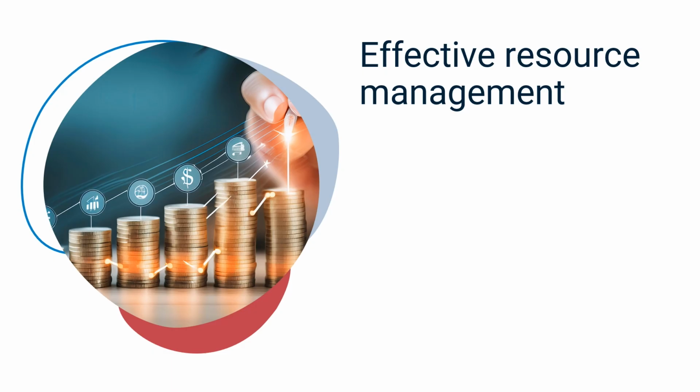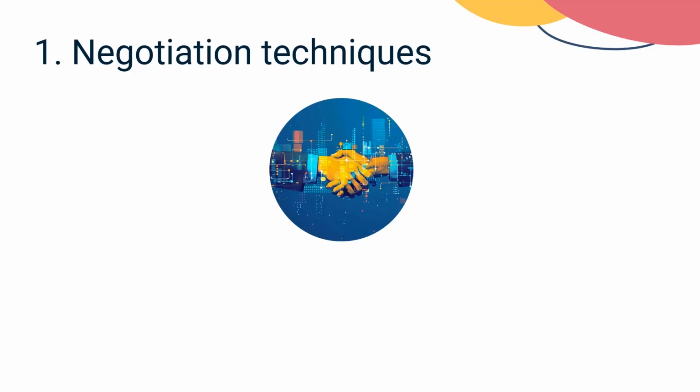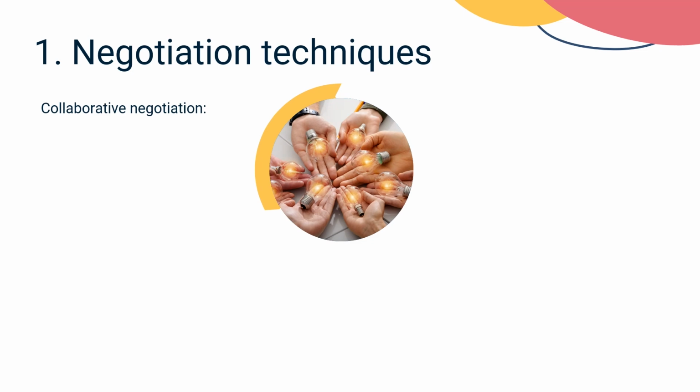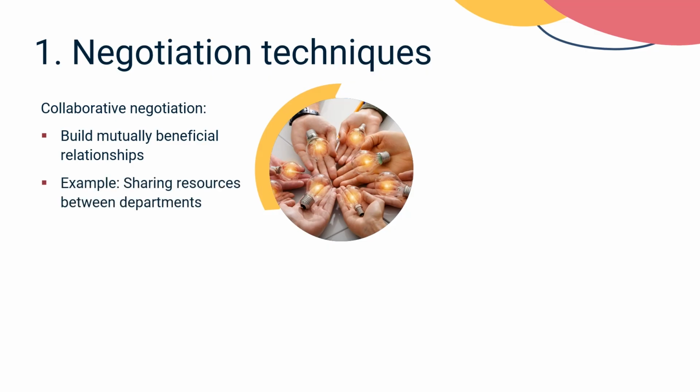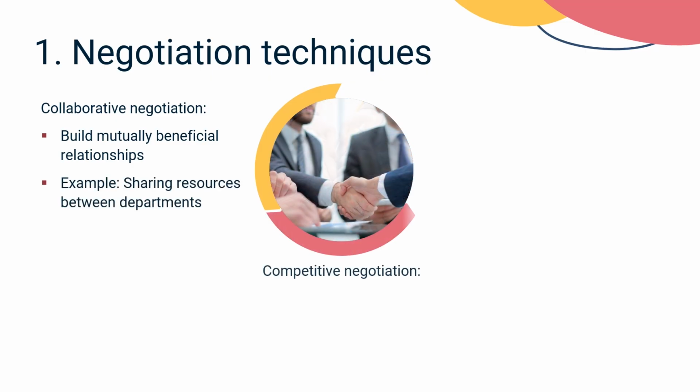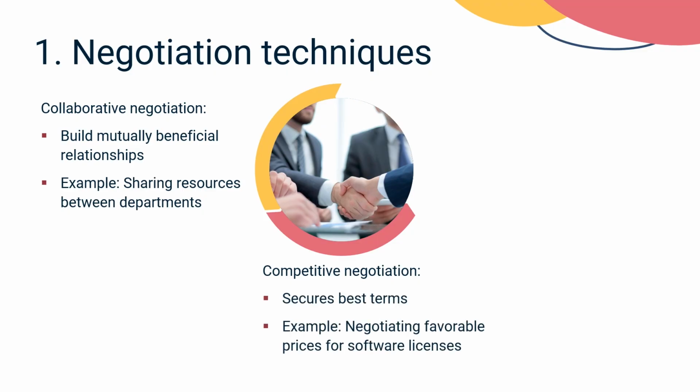A program manager uses various strategies to secure the resources needed to effectively achieve a program's goals and objectives. Negotiation techniques are one of the various methods. Picture 2 travelers sharing a ride. Collaborative negotiation is about finding a win-win situation and focusing on building mutually beneficial relationships, such as sharing resources between departments. Competitive negotiation aims to secure the best terms, like negotiating favorable prices for software licenses.